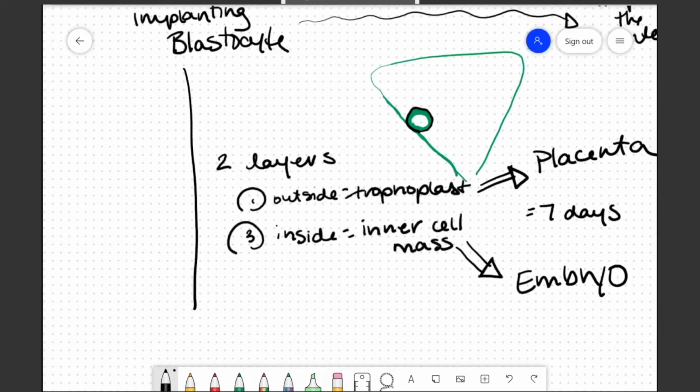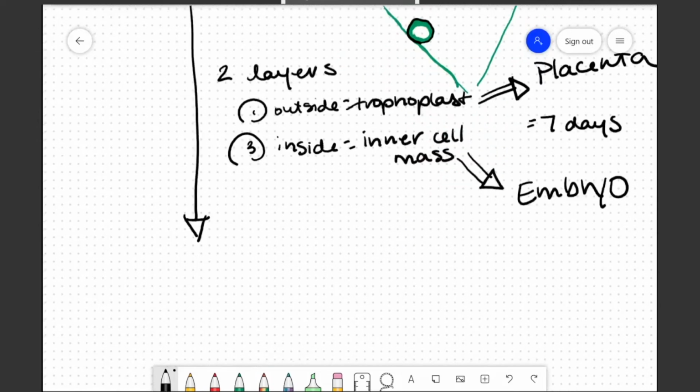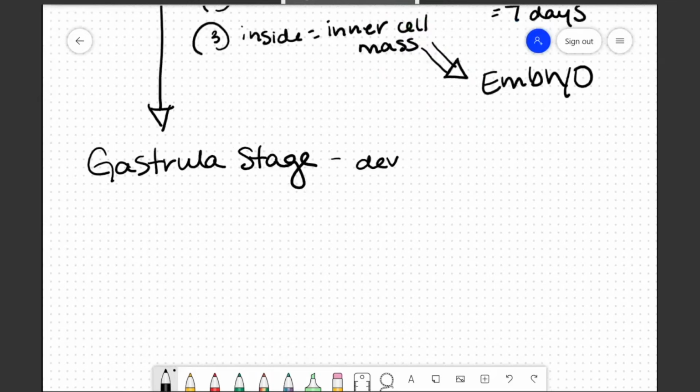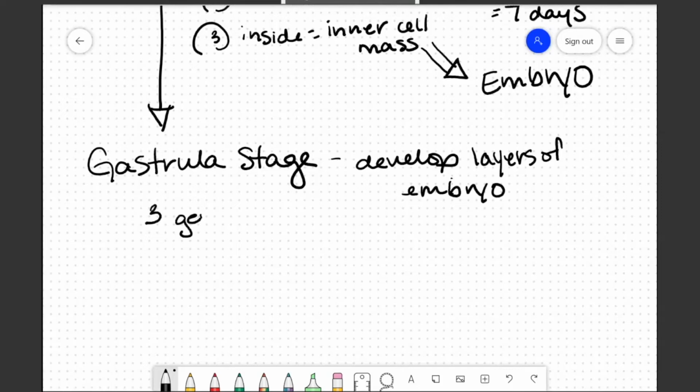The next part that occurs after this is going to be the gastrula stage. And this is where you are actually going to develop the layers of the embryo. And these layers that you are going to develop will become all of the systems, all of these structures, and all of the characteristics that we have talked about this semester. So at the gastrula stage, you're going to develop 3 what are called germ layers, or 3 developmental layers.